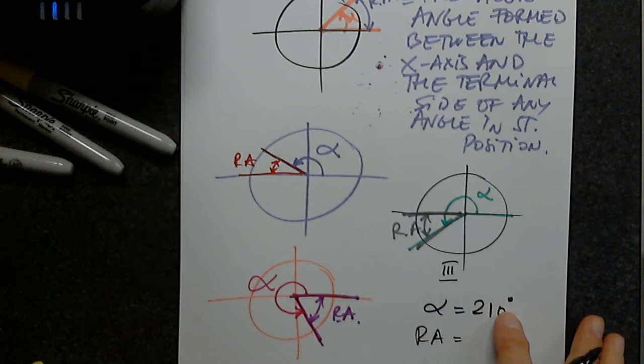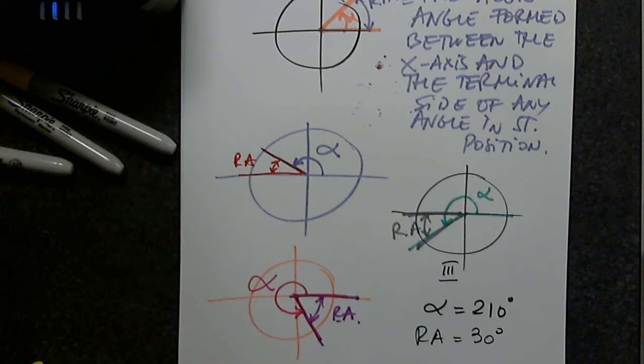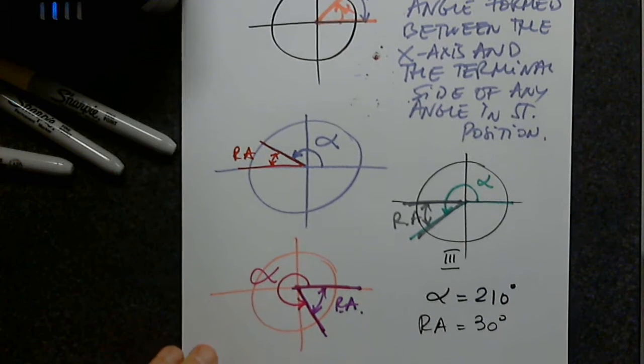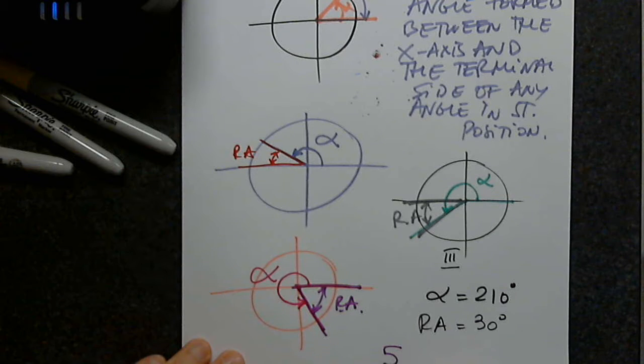How did I get to 10? Oh, okay, 30. Exactly. So the reference angle must be 30 degrees, correct? If the angle is 210, the reference angle must be 30 degrees. Agreed? Okay, perfect. So now I'm going to ask you this, and you should be very upset: wait, how'd you get that reference angle, sir?